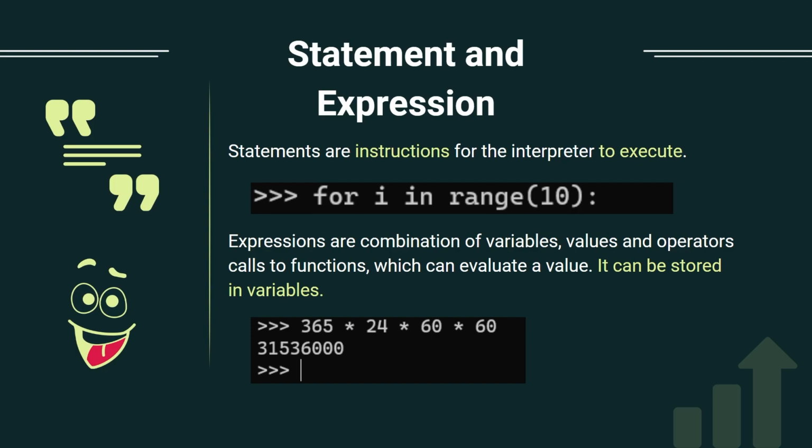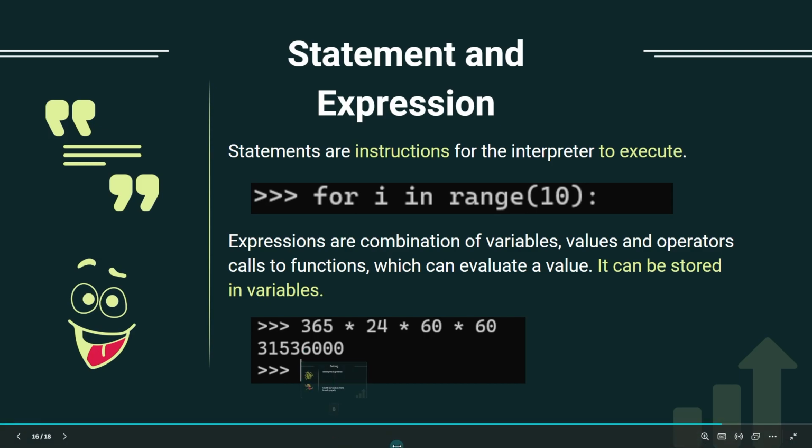Now in the case of an expression, the difference is that an expression evaluates to some value. For example, if we simply type 365 times 24 times 60 times 60, then it provides me this value. So our Python interpreter executes this line to provide me some value. Therefore, this particular line is an expression. An expression evaluates some value, but a statement does not evaluate any value. Statement means simply executing some lines of code.